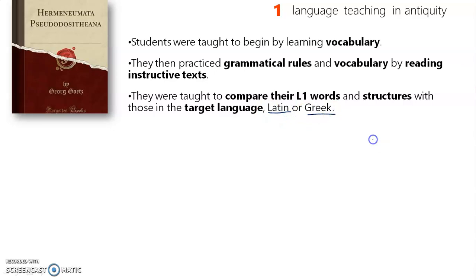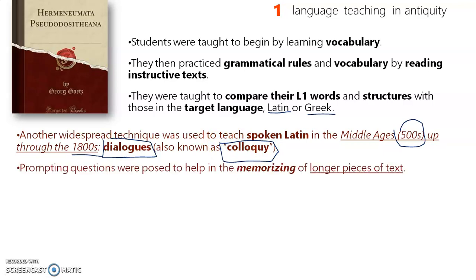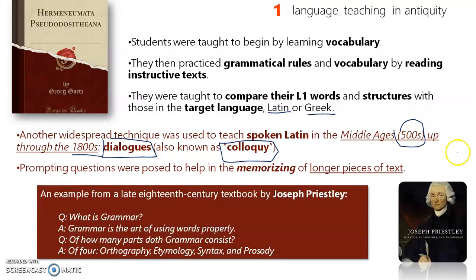That method affected the method that came after, which is also related to that way of teaching, and it spread from the Middle Ages, that is 500 after Christ, until the 1800s. That method was called colloquy or dialogues. It consisted of a series of fixed texts that included dialogues related to the target language, and students had to memorize these long pieces of text which were in the form of dialogues.